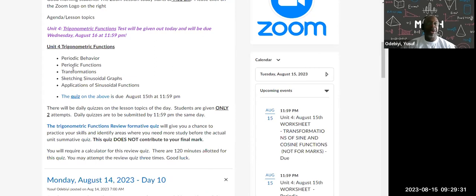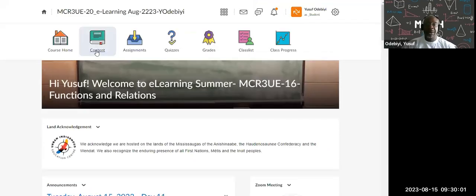There is a quiz for the stuff that you're learning today. Here is a formative quiz. It doesn't count for marks, but you can do it to help you understand. So we're looking at periodic behavior, periodic functions, transformations, stretch, compression, and then graphing and applications.